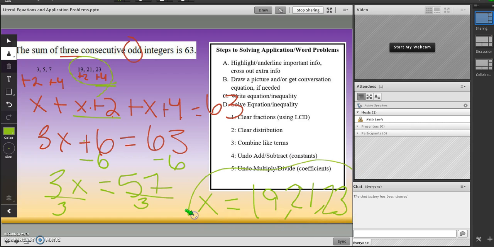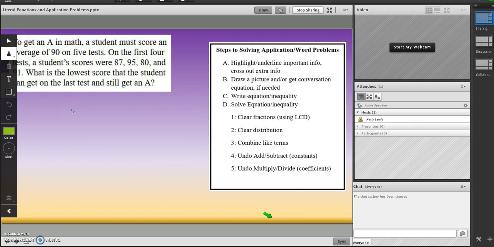The smallest number in that is 19. The largest number is 23. Okay, to get an A on a math test, a student must score an average of 90 on 5 tests. On the first 4 tests, they got an 87, a 95, an 80, and a 91, and we're not sure about the last one. What is the lowest score the student can get on the last test to get an A?